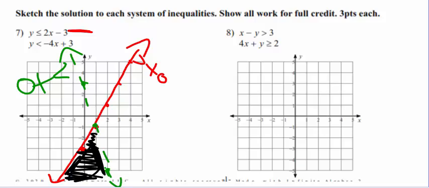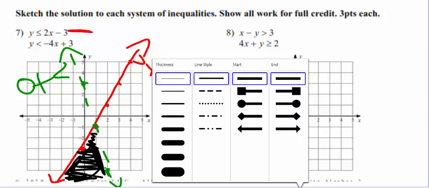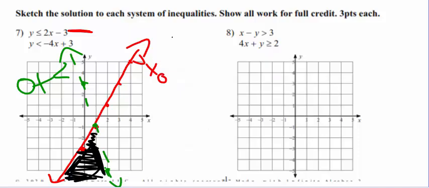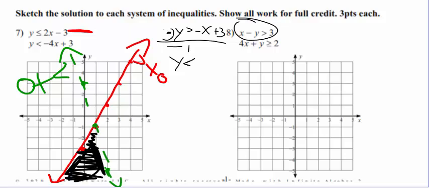All right. So the next type of problem you're going to see is when it's not solved for y. So you're going to have to solve some of these equations for y. I'm going to take that first one here. Hopefully we all see we got to subtract x from both sides. So I got negative y is greater than negative x plus 3. Well, we got to get rid of that negative sign, so we can multiply or divide everything by a negative 1. That gives us y is less than positive x minus 3.